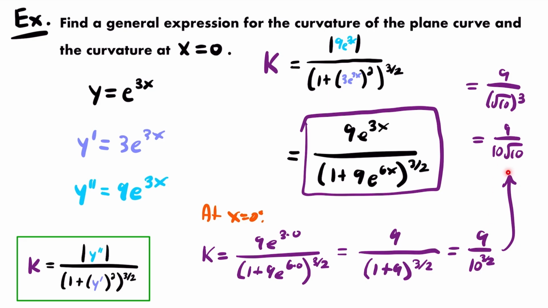But either of these answers would be fine. I'm going to choose to stick with this one as my final answer. That would be the curvature at x equals 0, but you could also use this answer if you like. But that's that. This is the value of the curvature specifically at the point x equals 0 on this plane curve. Okay, and so with that, that is it for this example.